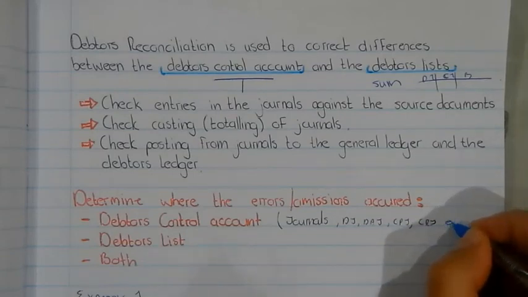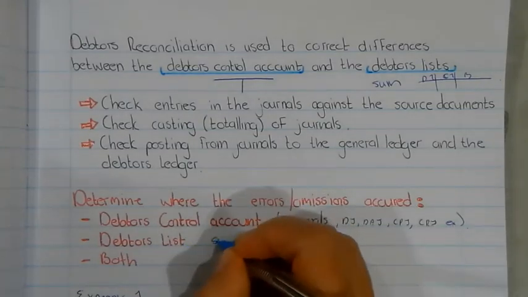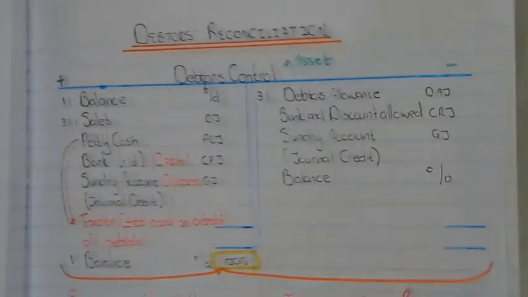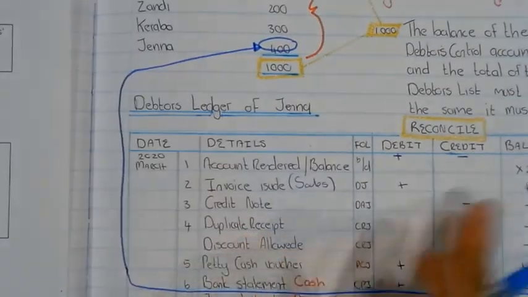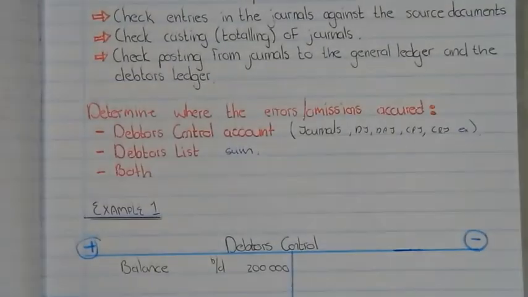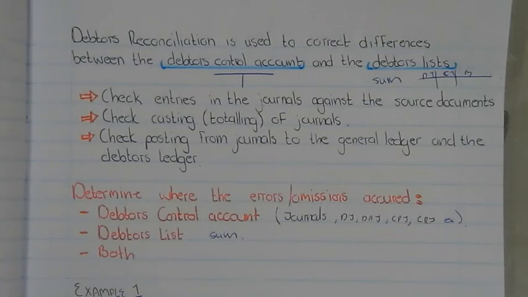I just want to say, etc. Or my debtors list is affected. Remember, when I talk about my debtors list, it is a summary of my debtors ledger. And this one is my debtors ledger. Debtors list, a summary of all my debtors ledgers. It is possible that the error or omission can be in both. In the next video, we're going to do an example just to show you what I mean.